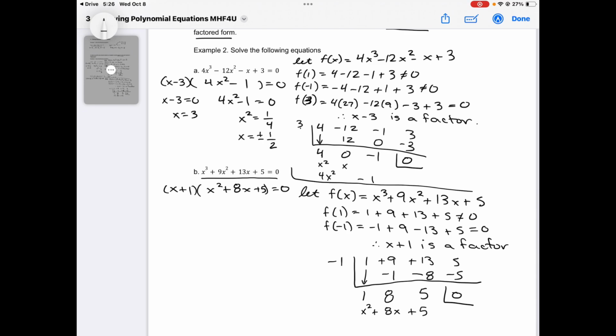Now I'm going to take a look at this. I'm looking for two numbers that multiply to 5 and add to 8. That's not possible. So that means that I need to use the quadratic formula. So I know that either x plus 1 equals 0. So that's one possible solution. Or I know that x is equal to negative b plus or minus the square root of b squared minus 4ac, all over 2a. You can look up the quadratic formula if you don't remember it at this point.